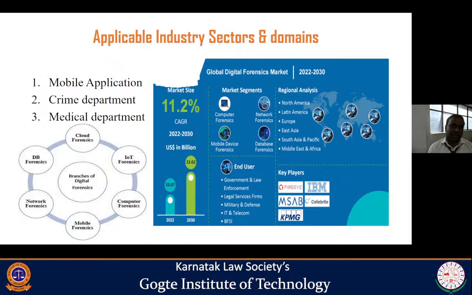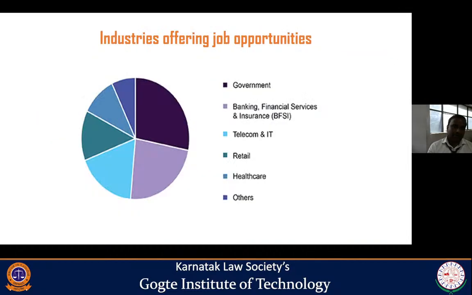Finally, the end users are government and law enforcement. You can go to the police department or any crime department in the government sectors. This information can also be handled by legal service firms, and it is used in the military and defense, and also in IT and telecom and other areas. These are the applicable industry sectors and domains. Now you can see the market offers job opportunities. The first is government: you can go for the police department, crime department, or any centralized government jobs.